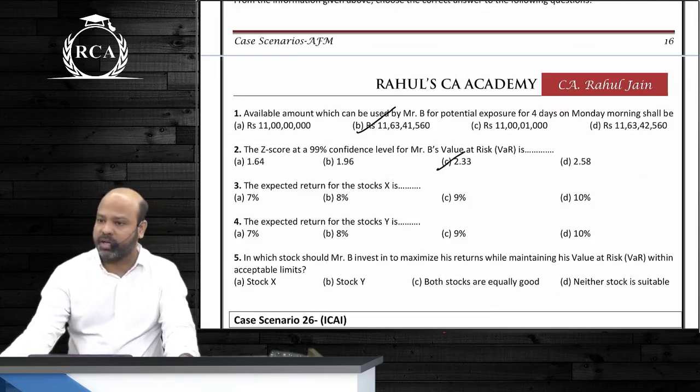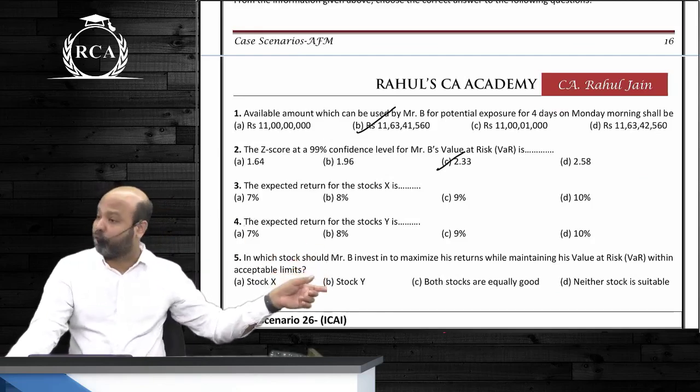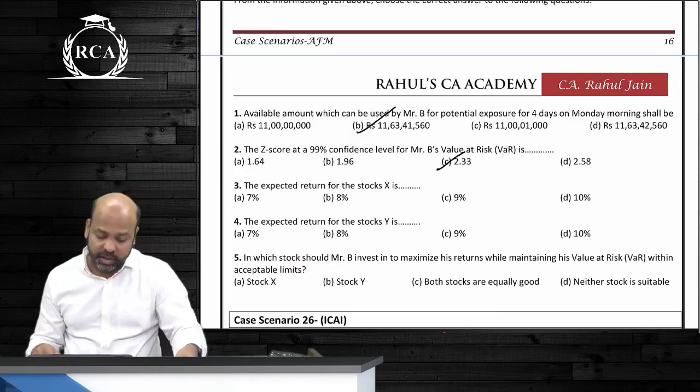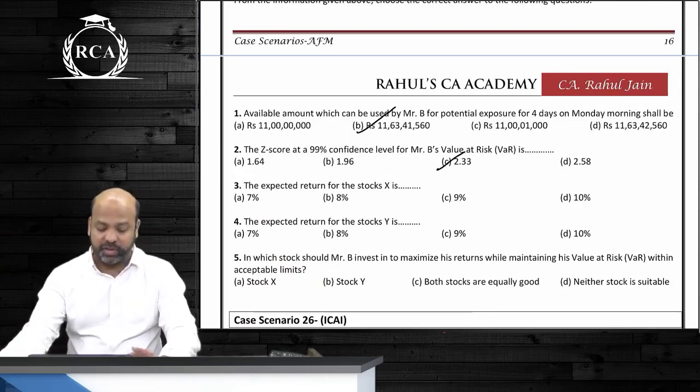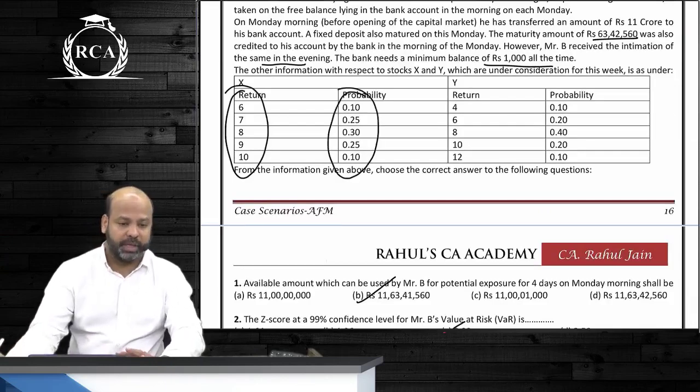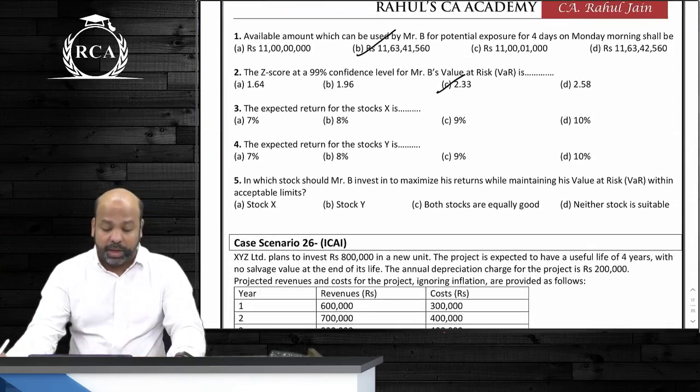Standard याद रखने के लिए. Guys, Z score 2.33 covers 50% on the profit side and 49% on the loss side. Expected return, guys, for stock X: all you have to do, beta, is multiply the returns with the corresponding probabilities. कर लोगे ना? Last bit का answer, guys.